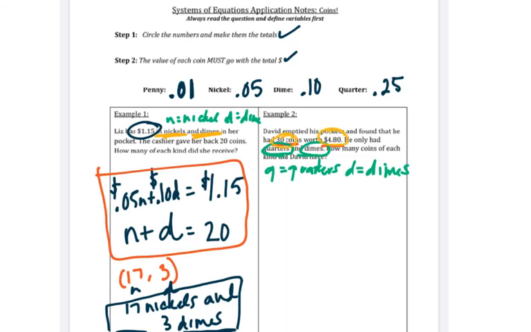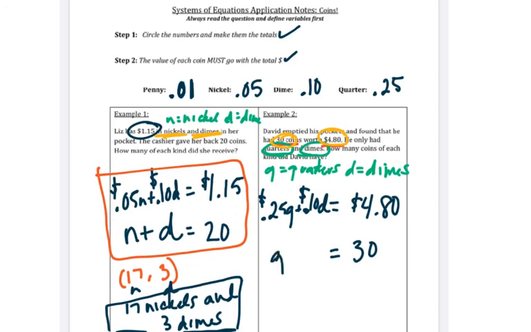I like to put the money first. It doesn't matter which one goes first, but I like to make the money total the first one I see, and then the coins total the second one. So now remember, money plus money equals total money. So the value of a quarter is 0.25. The value of a dime is 0.10, equals a total of $4.80. Quarters and dimes equals 30 coins. 2 equations with 2 unknowns.